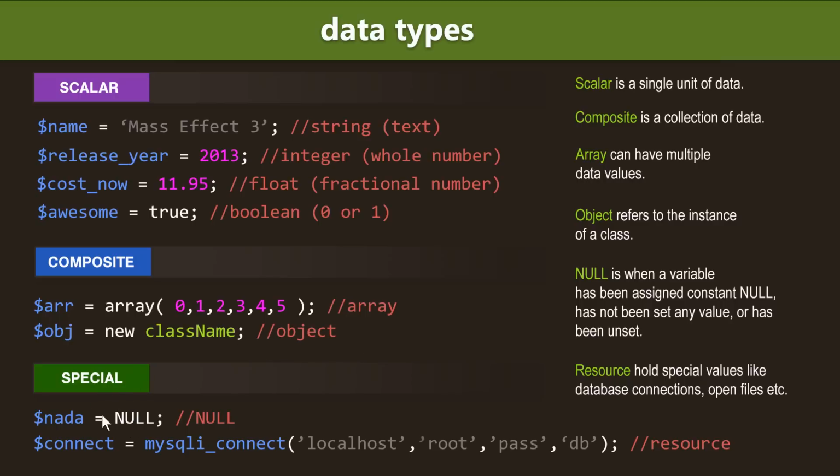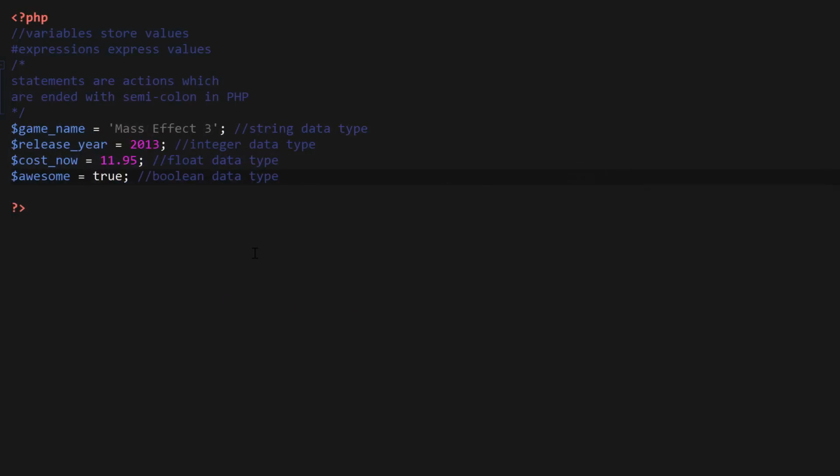Under special, we have null, which is like a variable that has been assigned the constant null, has not been assigned any value, or has been unset. And finally, there is a resource, which holds special kinds of values like database connections. Okay, so those are the data types supported by PHP.